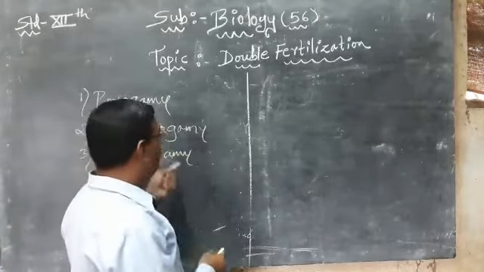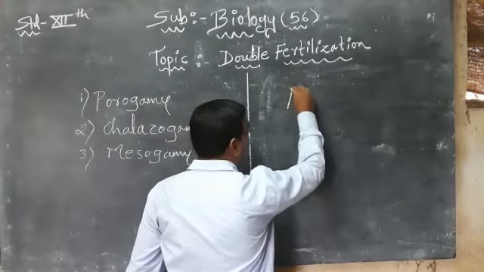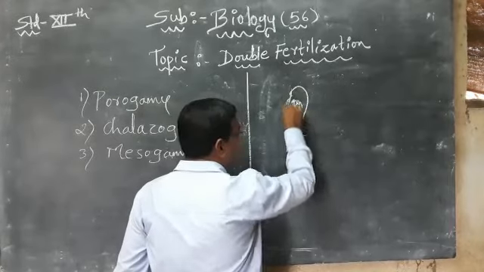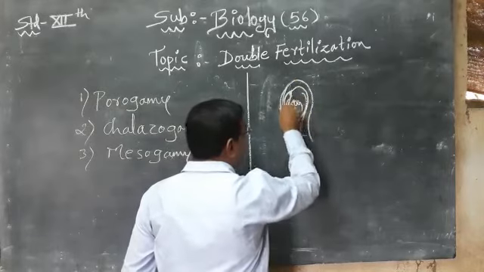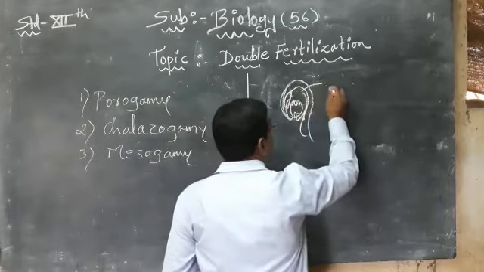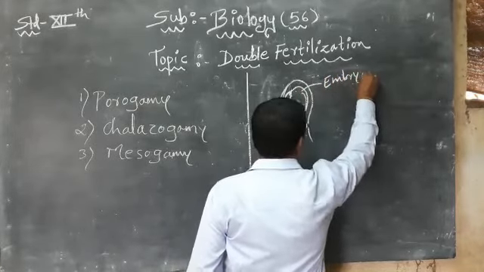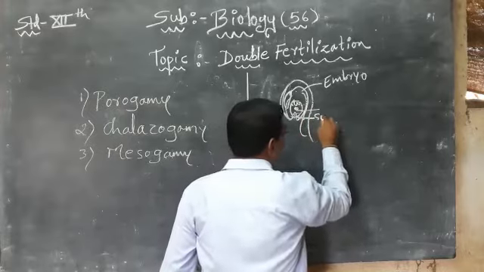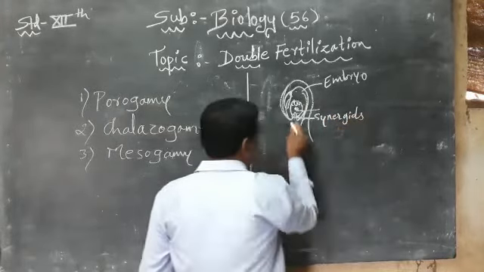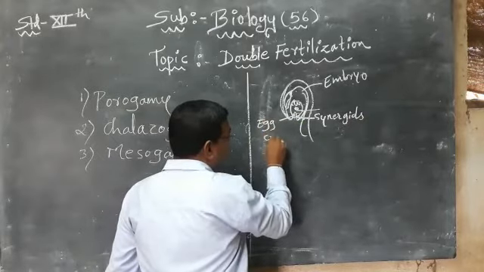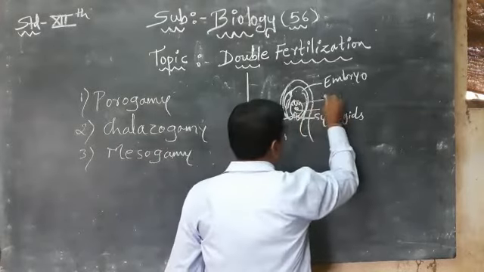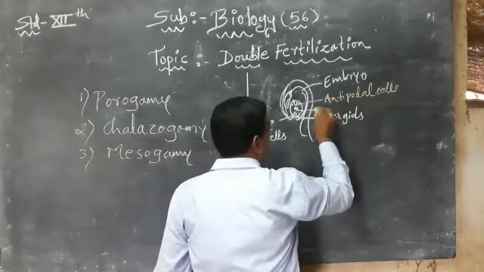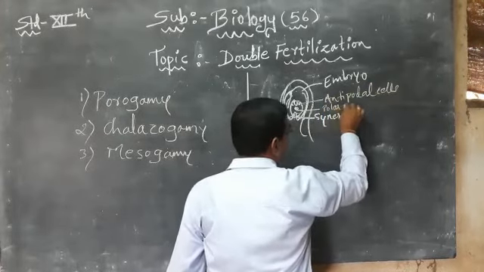As I explained about these three, when we draw an ovule, an anatropous ovule, with an integument outside, this is the embryo sac, this is the nucellus, the synergids, the egg cell, the antipodal cells, and the polar cells, the two polar nuclei.